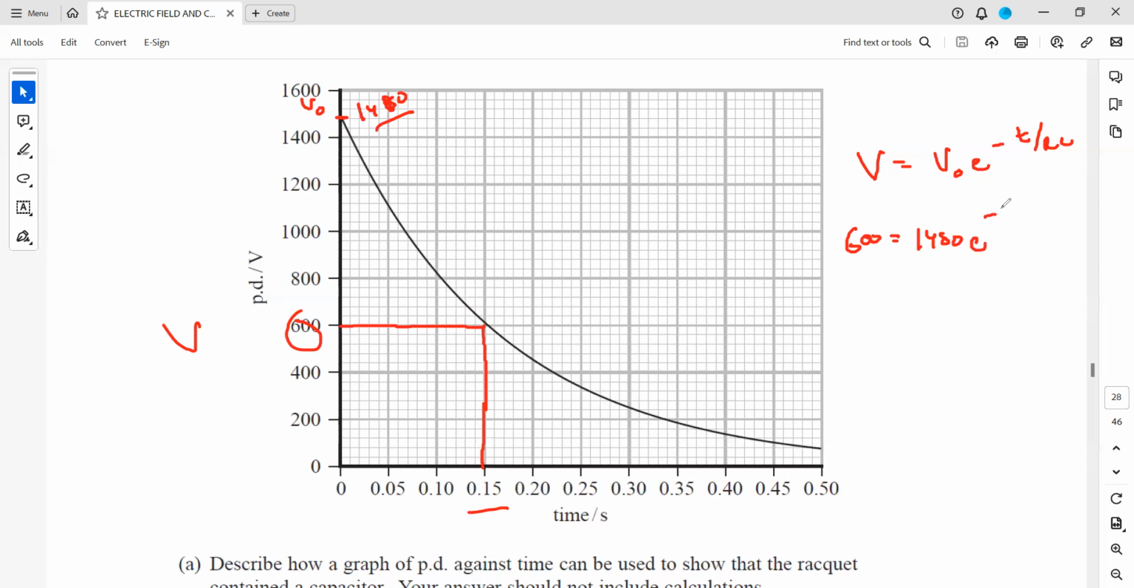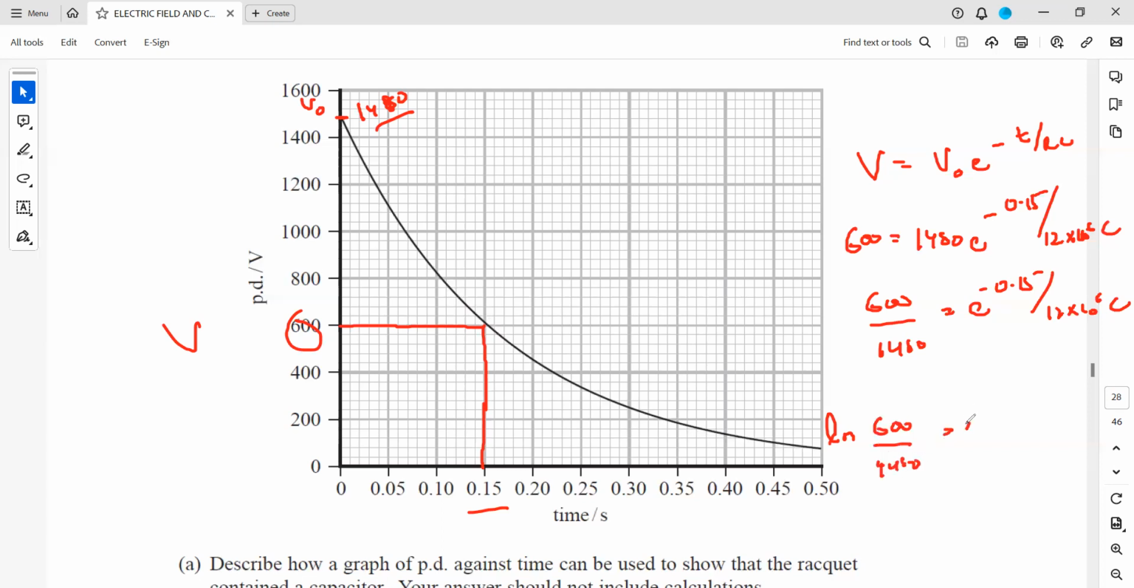1480 e raised to power minus t, which in this case is 0.15. R is 12 mega, so it will be 12 into 10 to the power 6, and then C is there. Then 600 divided by 1480 will be equal to e raised to power minus 0.15 divided by 12 into 10 to the power 6 times C. Then take ln both sides, because e is there. So ln of 600 over 1480 and ln of e raised to power minus 0.15 divided by 12 into 10 to the power 6 C.